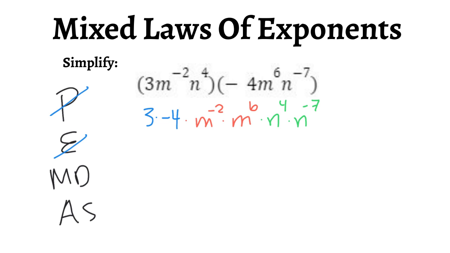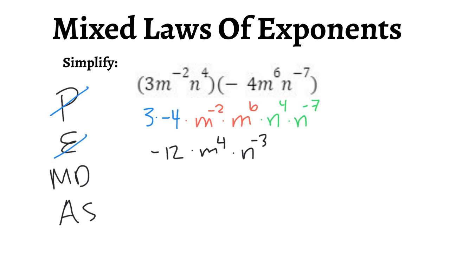Now that everything's grouped together by like terms, I can combine things and simplify. So 3 times negative 4 simplifies down to just negative 12. M to the negative 2 power times m to the 6. Whenever we're multiplying, we want to add the exponents. So negative 2 plus 6 is 4. So we say times m to the fourth. And then lastly, when we're adding the exponents of n, we have 4 plus negative 7, giving you negative 3, times n to the negative 3.